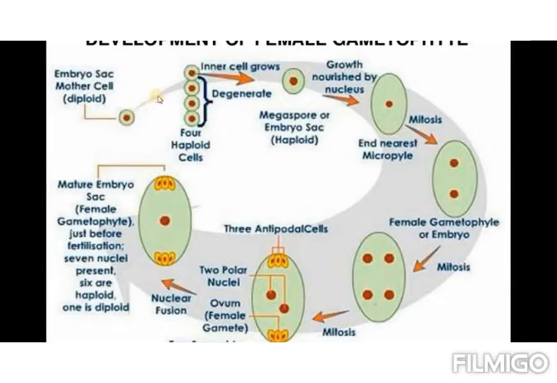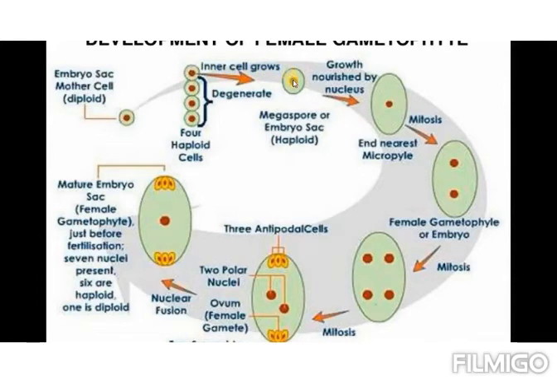This megaspore mother cell will go to a meiotic cell division and it will form 4 haploid cells. We can see here 4 haploid cells. Out of these 4 haploid cells, 3 will get degenerate. These are also called the megaspores. These 3 megaspores will degenerate and one upper one will remain alive.